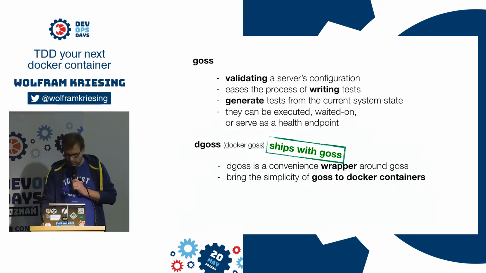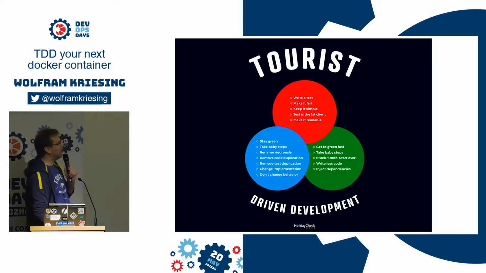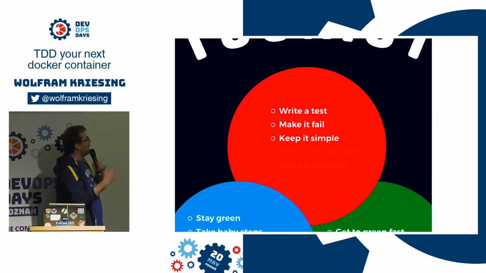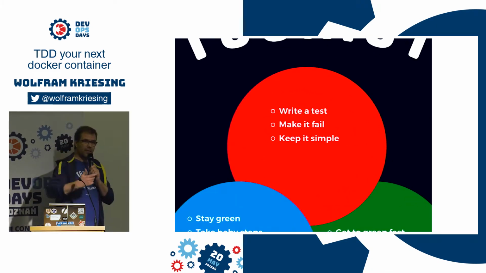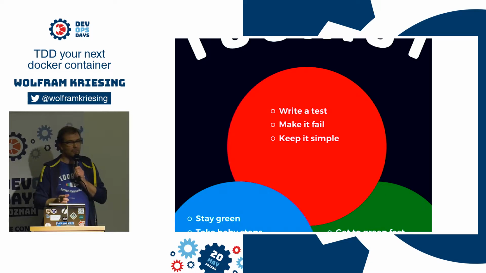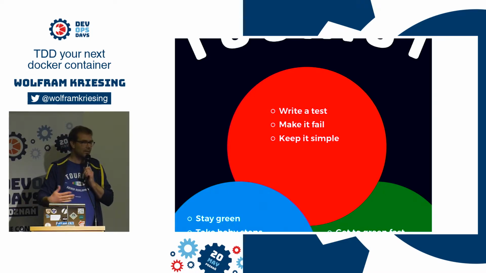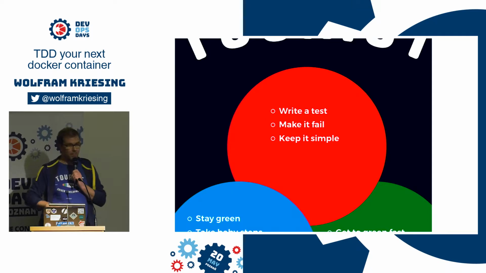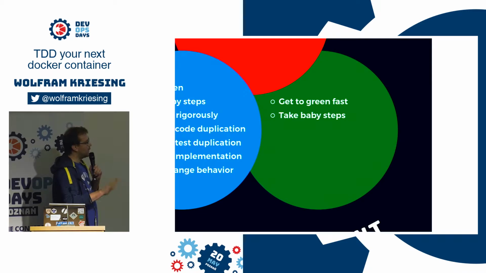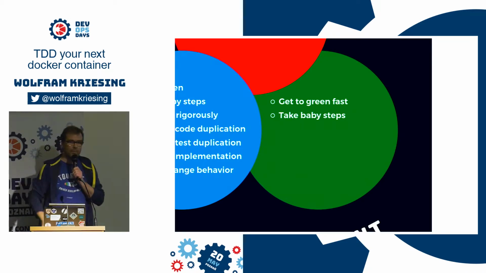One more precondition we need: test-driven development. We rephrased it a little bit because we're at HolidayCheck and it's a tourist company, so tourist-driven development. What's important in the red phase? We always go red, green, refactor, red, green, refactor. I could go on forever. But anyway, we write a test and we want to see it fail, because if we've never seen a failing test, then I don't even know if it's testing the right thing. We want to keep it as simple as possible, get to green fast, and take baby steps.